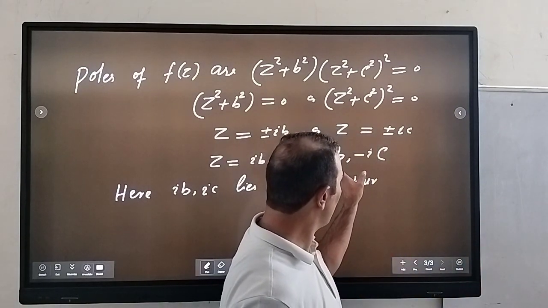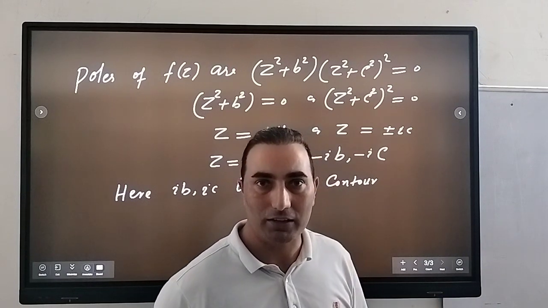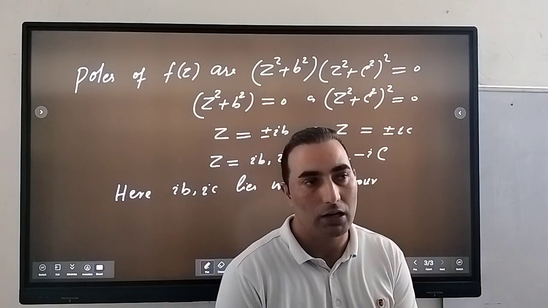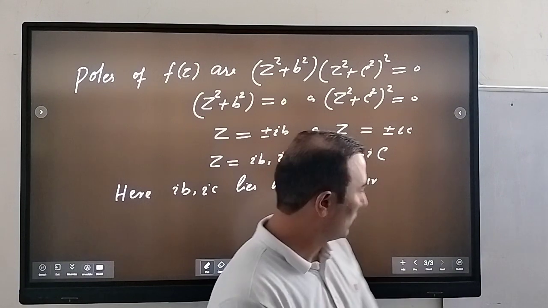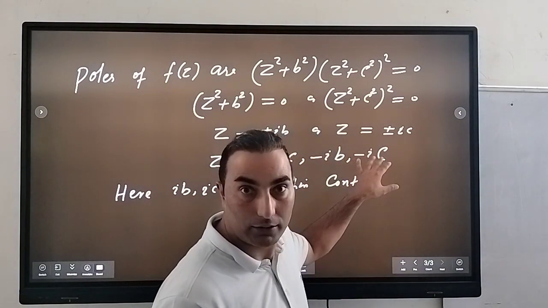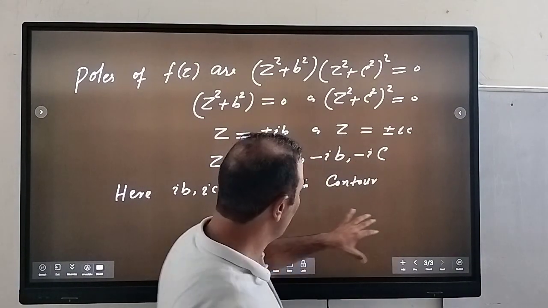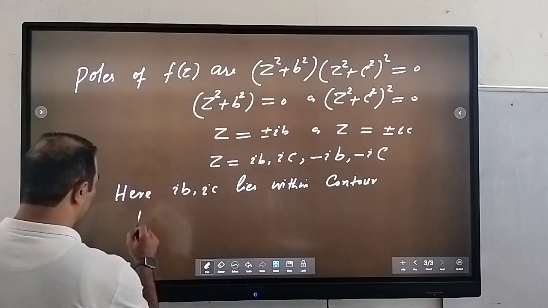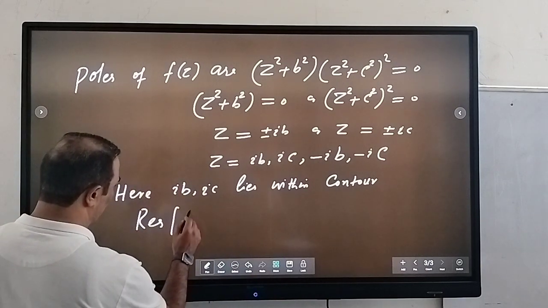So no need to calculate at minus iota b and minus iota c, because it is clear they are lying outside our domain, outside that closed domain. So no need to calculate the residue at these 2 points, right? So first I will write now the residue of this f of z.